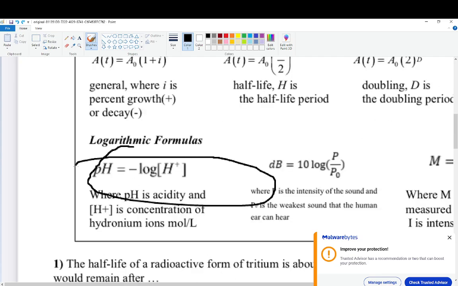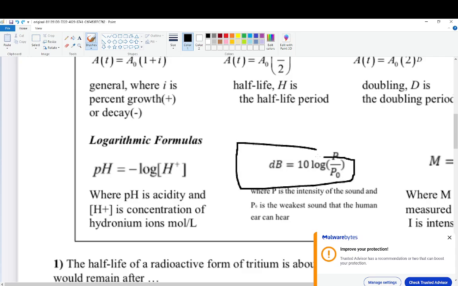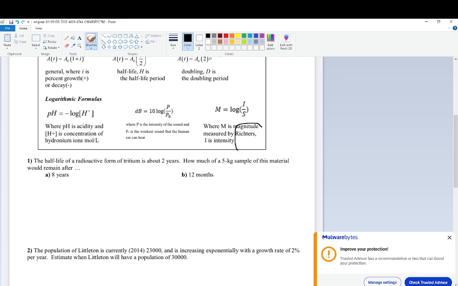This is a pH log, so you always take the negative log of the concentration of hydronium. This is the decibel, intensity of sound. This is an earthquake. No, yeah, earthquake. So it's the magnitude, where M is the magnitude, I is the intensity. I don't know what S is. But anyway, that's earthquakes or logs.